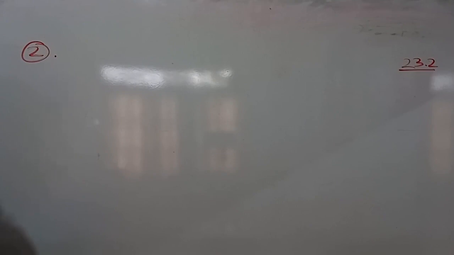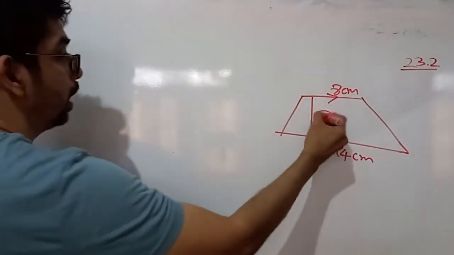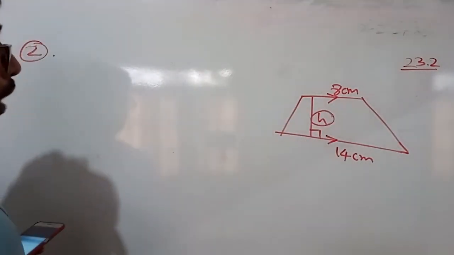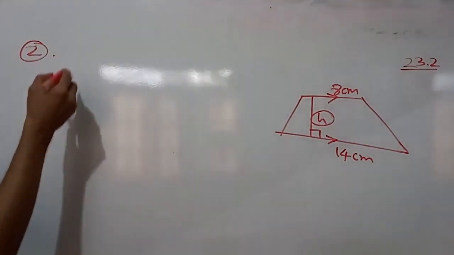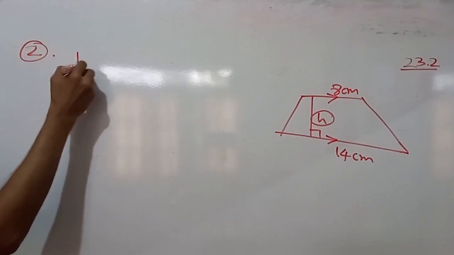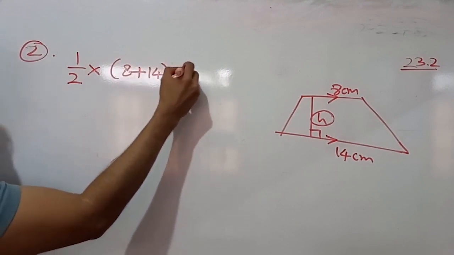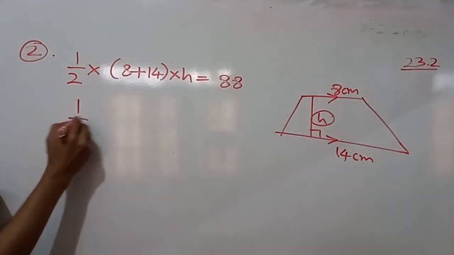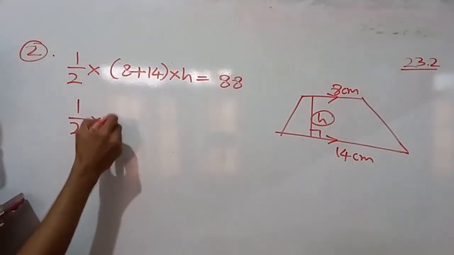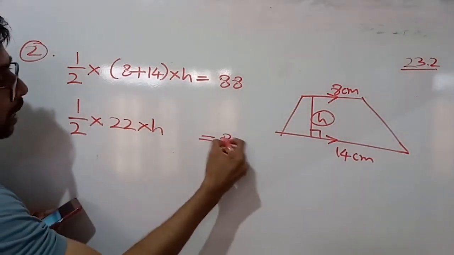So this is question number 2. If the area of the trapezium in the figure is 88 square centimeters, find the value of h. So they are asking us to find this h or perpendicular height. And also the area is given to us. That is what? 88 square centimeters. So half into 8 plus 14 times h. So this is equal to what? 88. So half into 8 plus 14, that is 22 times h equal to 88.